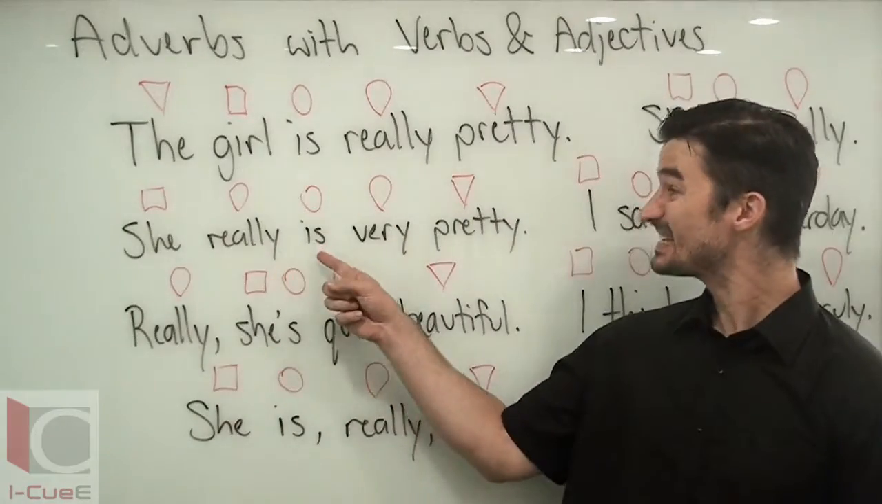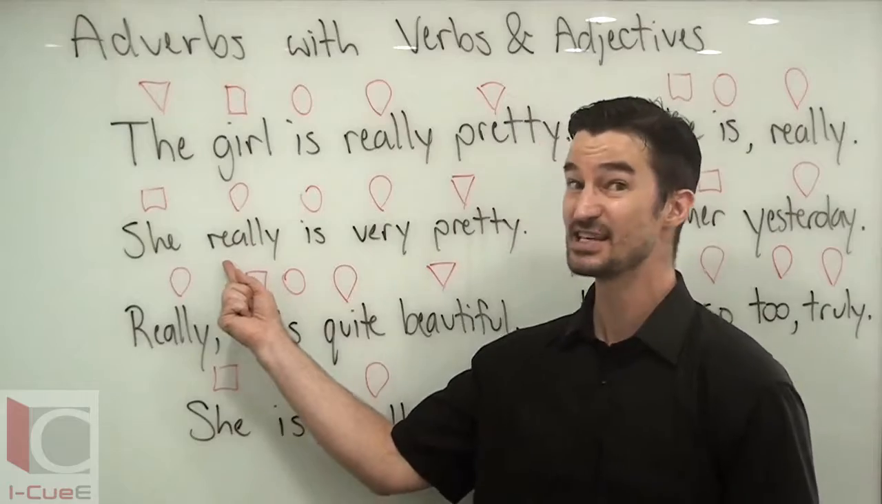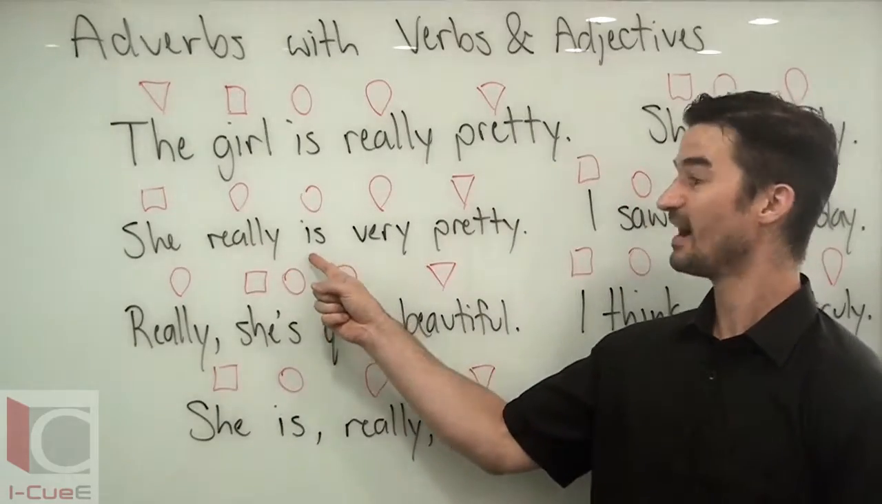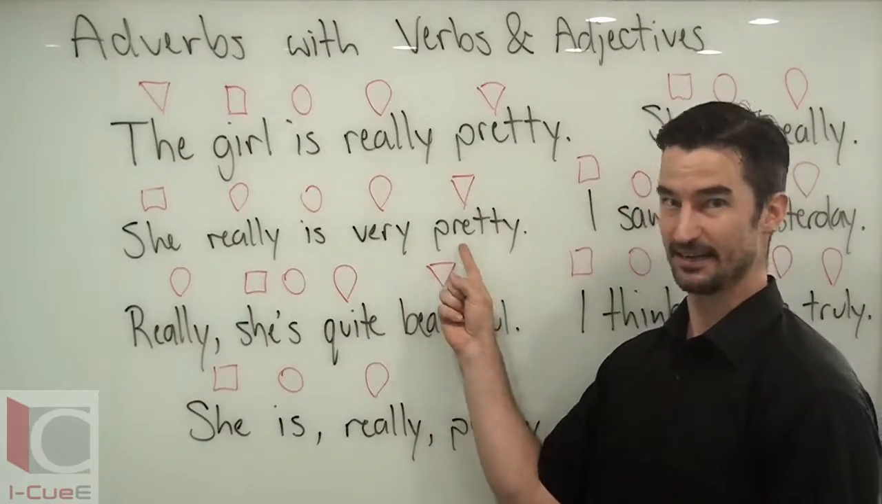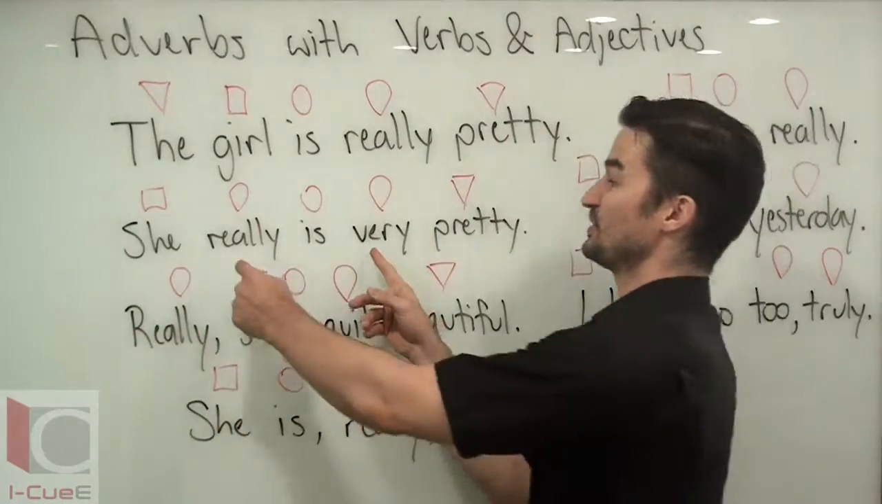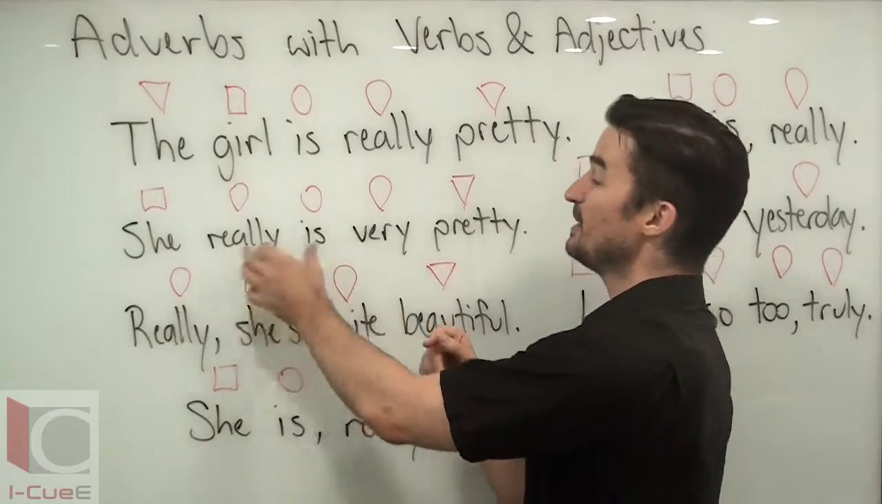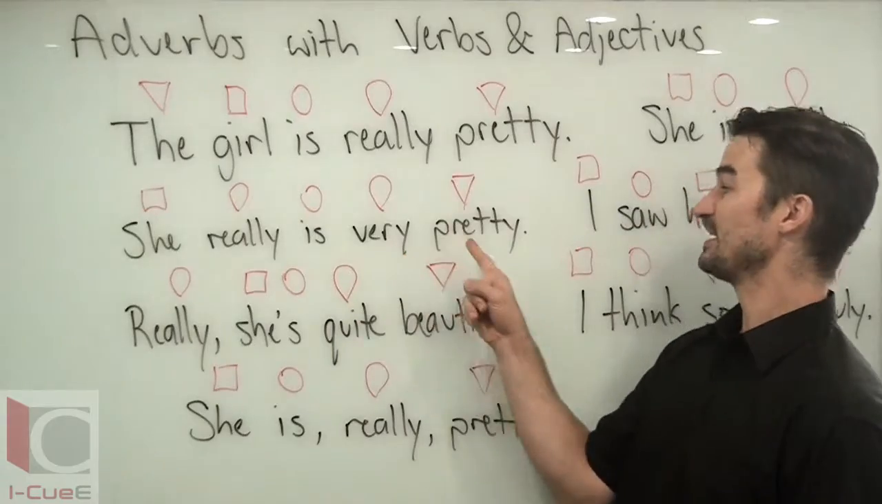She really is very pretty. So here again, this really is modifying that she is very pretty. Very pretty much means the same thing as really. We're just using the same idea, okay? But to describe different parts of speech. Very pretty.